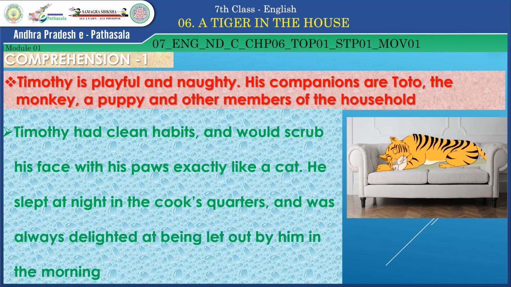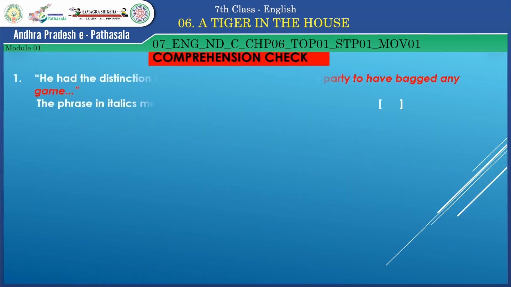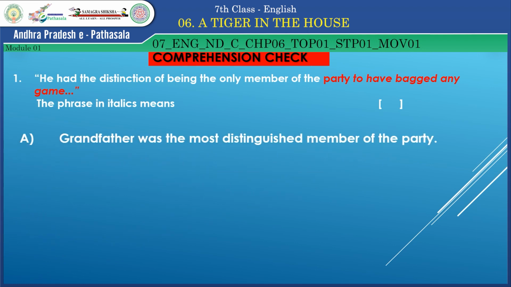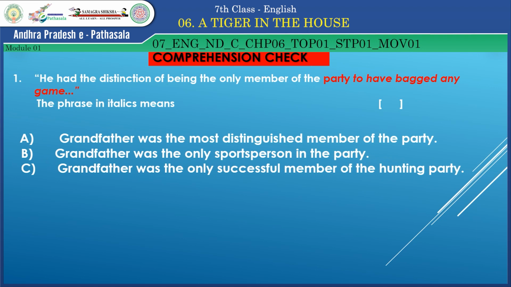Now, children, we will check how much we understand the comprehension 1 of this lesson. Are you ready, children? Comprehension check. He had the distinction of being the only member of the party to have bagged any game. The phrase in italics means: Option A, grandfather was the most distinguished member of the party. Option B, grandfather was the only sports person in the party. Option C, grandfather was the only successful member of the hunting party. Mark the right answer.